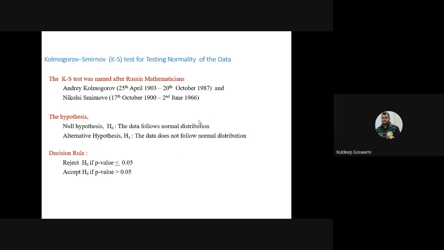And the decision rule: reject the null hypothesis if the p-value is less than or equal to 0.05, and accept the null hypothesis if your p-value is greater than 0.05. This decision rule is applicable for each test. It is not only used for the KS test, it is used for all tests. When I show you the SPSS way of doing it, you will see that this decision rule is followed by each and every testing procedure.